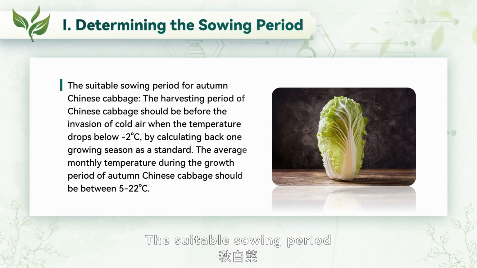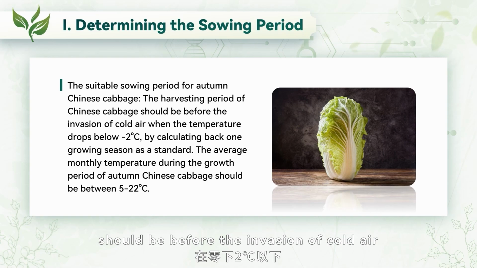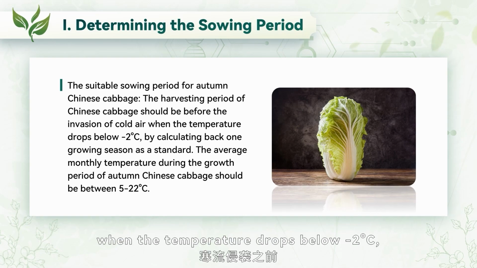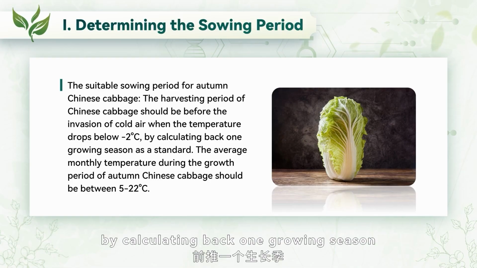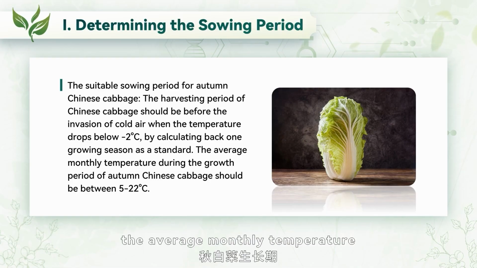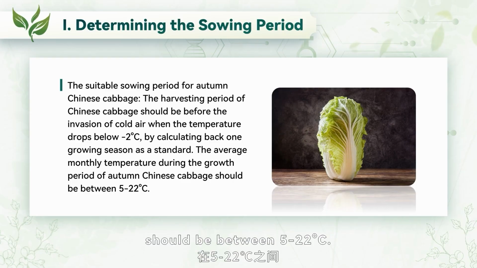The suitable sowing period for autumn Chinese cabbage: the harvesting period of Chinese cabbage should be before the invasion of cold air, when the temperature drops below -2 degrees Celsius. By calculating back one growing season as a standard, the average monthly temperature during the growth period of autumn Chinese cabbage should be between 5 to 22 degrees Celsius.